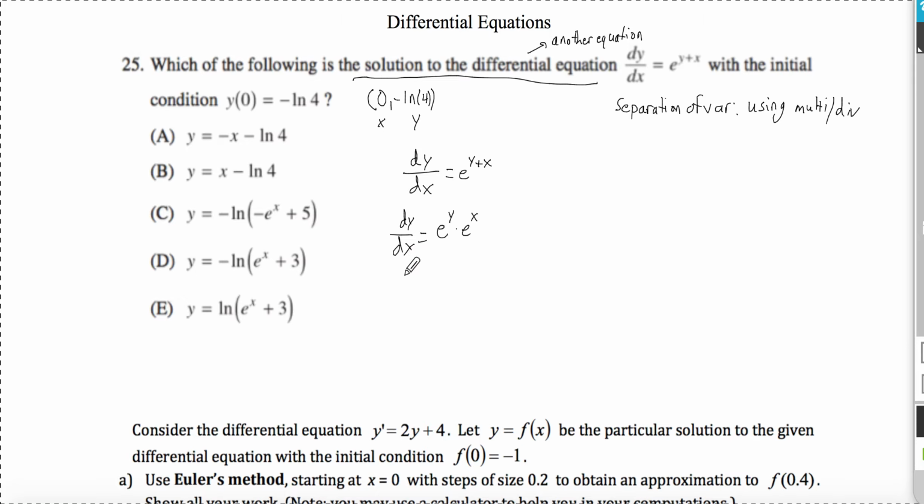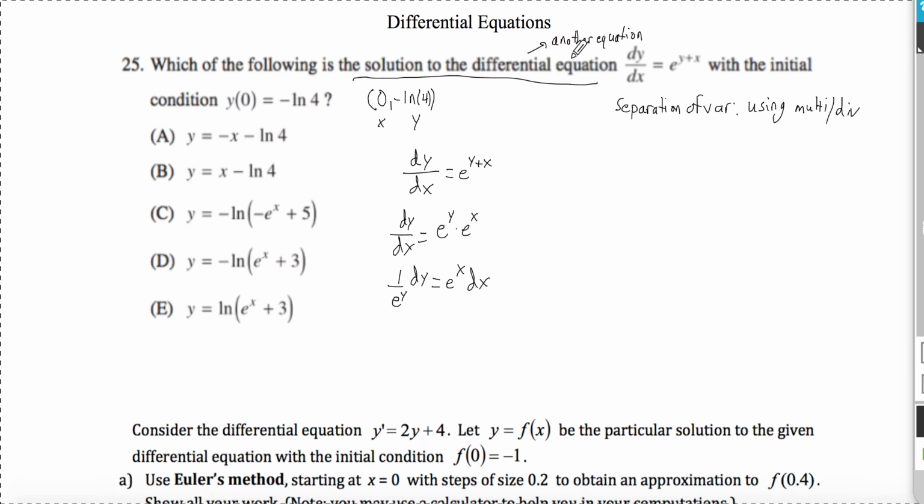So let me divide by e to the y. So that's 1 over e to the y. dy will stay up in the numerator. I'm going to multiply dx to the right-hand side. That'll give me e to the x dx. Right? I divided by e to the y and multiplied by dx. Now, I got my variables separated.